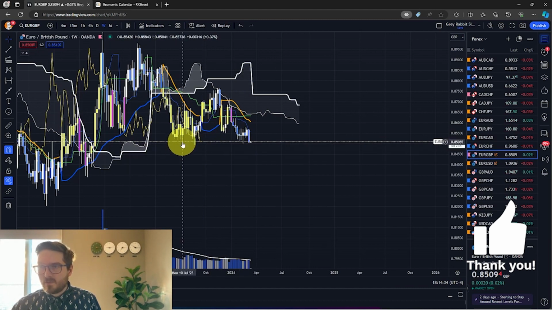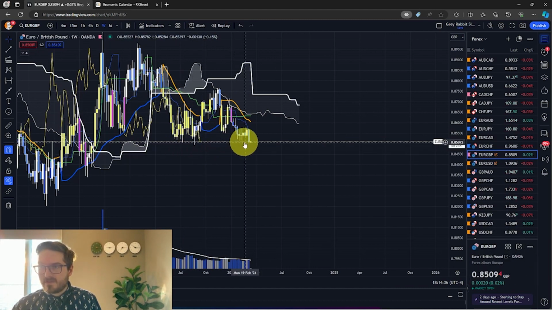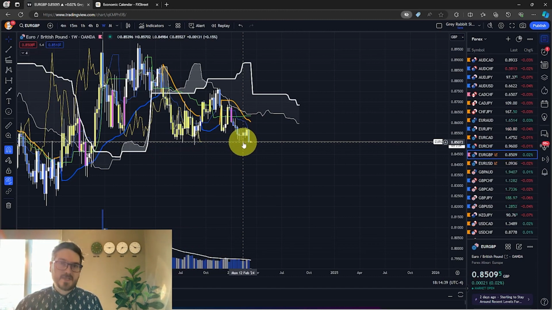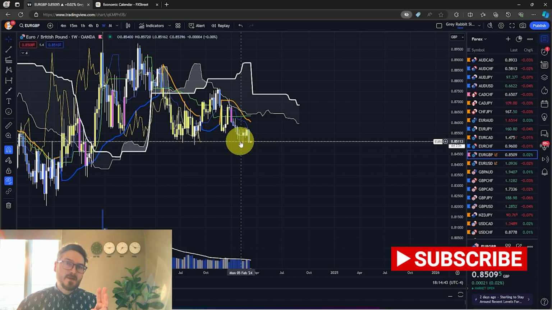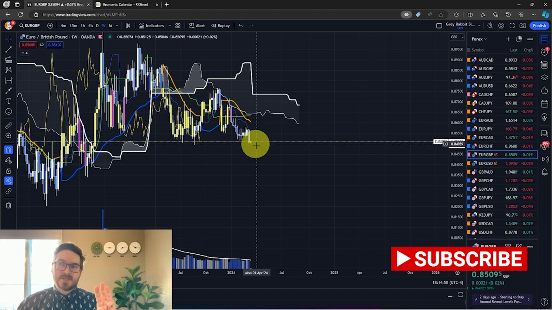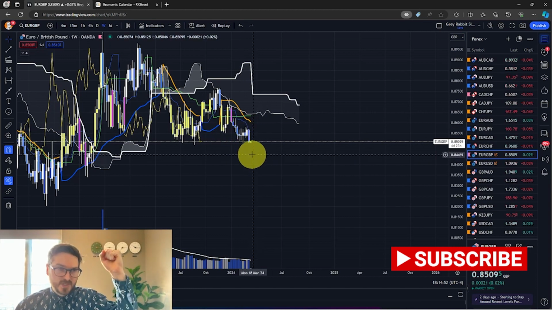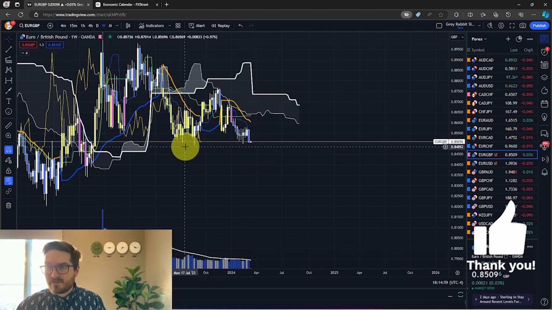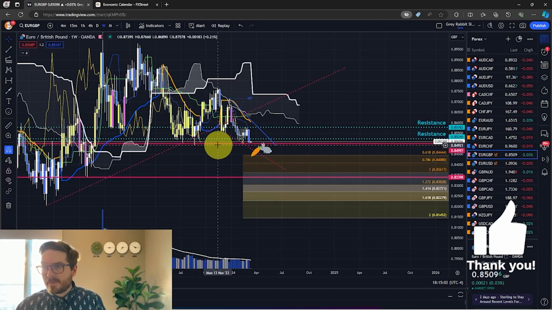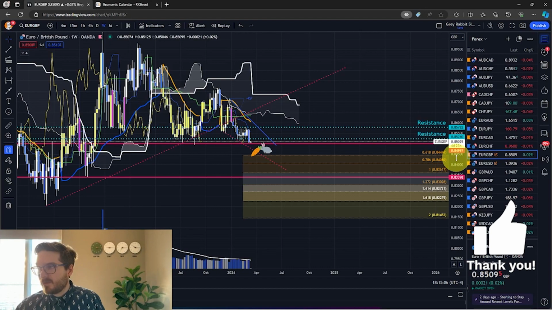Now we had 1, 2, 3 attempts to break out. Usually triple tops or triple bottoms don't hold. So if you see a triple bottom or a triple top and you see price punching through in that direction, usually after the third time price breaks through. So I'm expecting this price to break through these support levels here. This is the support level I'm watching, just 0.84997.